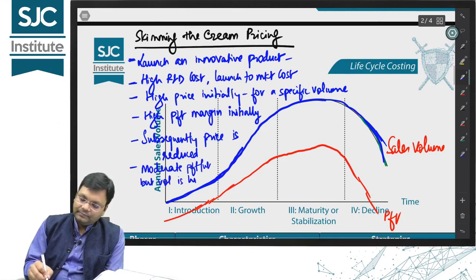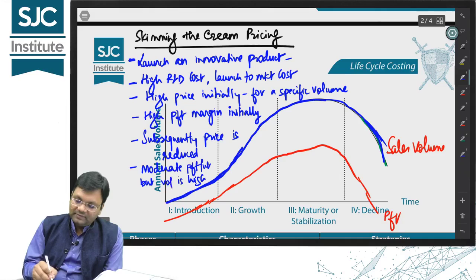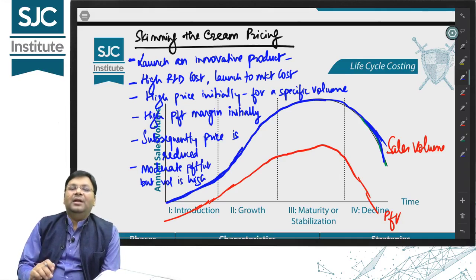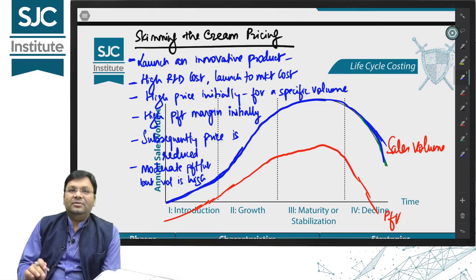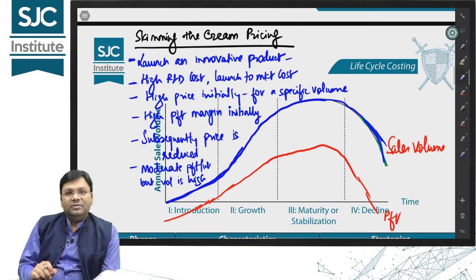Okay, so you get more volume. You get a lot of volume over here. So that way you earn more profit. And lastly, it's your choice whether you want to reduce the price to the next level or not. You may go ahead and reduce the price to capture the next level of market, maybe the lower class. All right, so it's your choice.